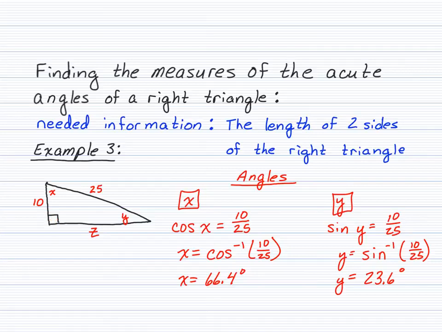Now, we can also find z, and z we would find by simply using Pythagorean theorem. So you would have z squared plus 10 squared equals 25 squared. That's 100. This is 625. So z will end up being the square root of 525. Yes, that can be simplified or a lot of different things done to it, converted to decimal. I'm just going to leave it as square root of 525 for this purpose.